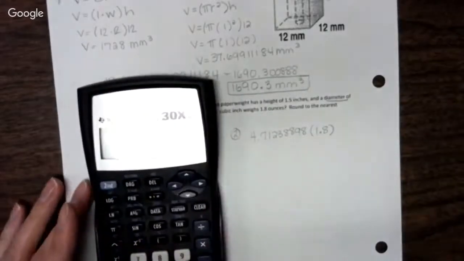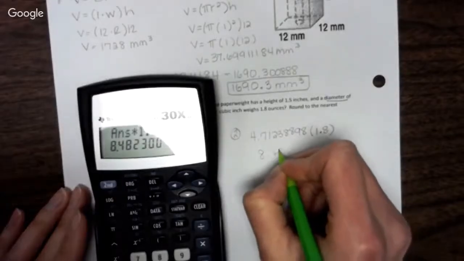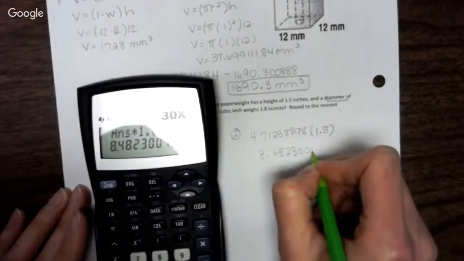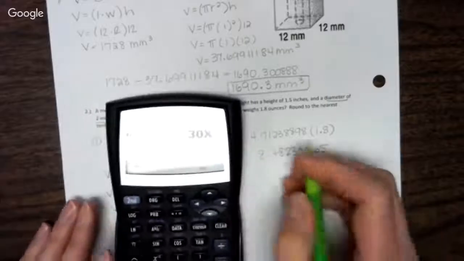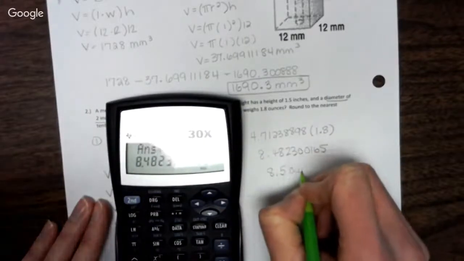So I'm just going to hit times 1.8, which is 8.482300165. Now round to the nearest tenth, and that would be 8.5, and we're talking ounces.